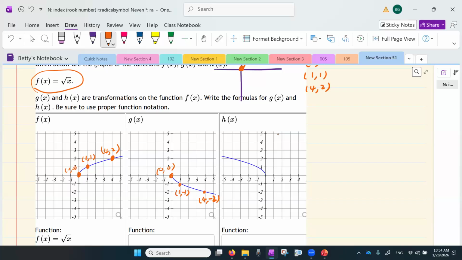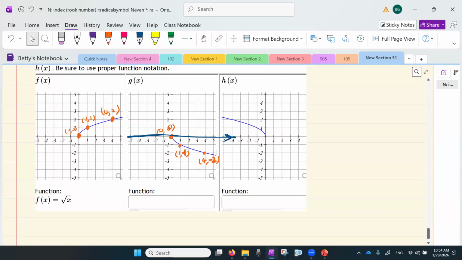The x value remains the same, right? 0, 1, 4. But the y values become their opposites. 0 becomes -0, 1 becomes -1, 2 becomes -2, right? When you change all the y values of a function to their opposites, you flip over the x-axis. So you change all the y values to negative. And what is y? y is root x. So your function is y equals negative root x.